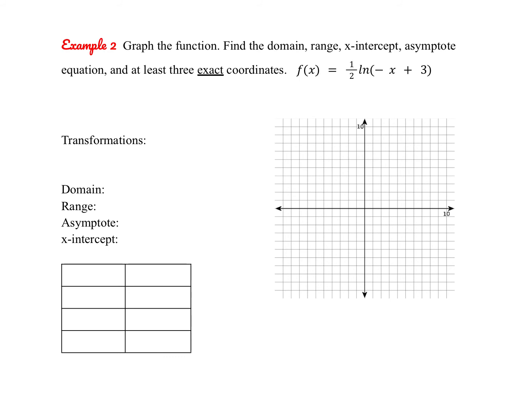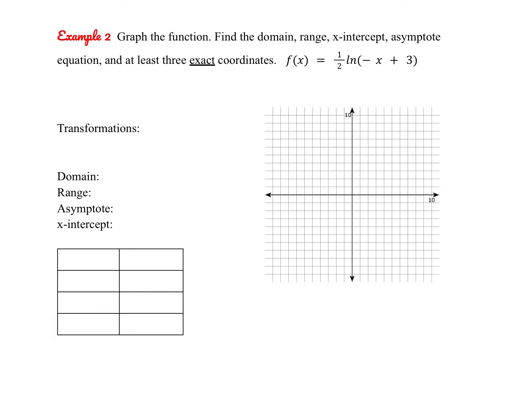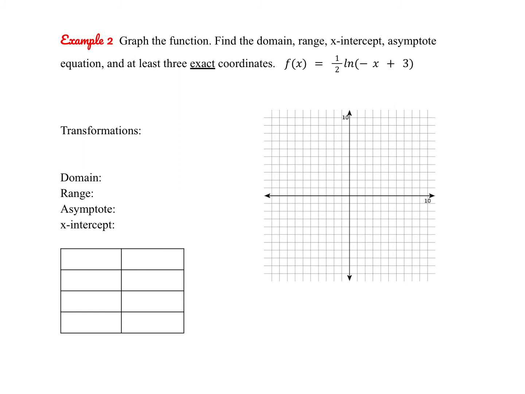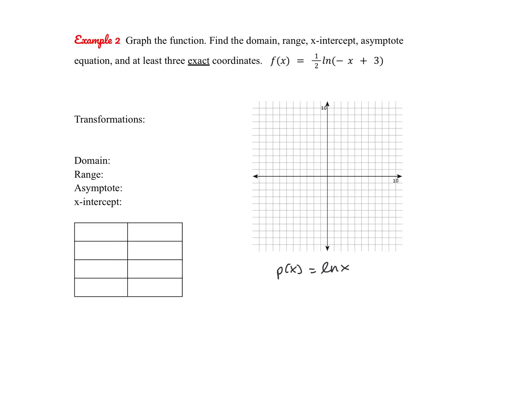All right, let's try another one together. So when we're working with a natural log, we are going to be providing exact coordinates, but then we'll also need a decimal approximation to help us plot those points. But we'll start by keeping everything exact. So our parent function again is natural log of x. So we can get a couple points from our graph.